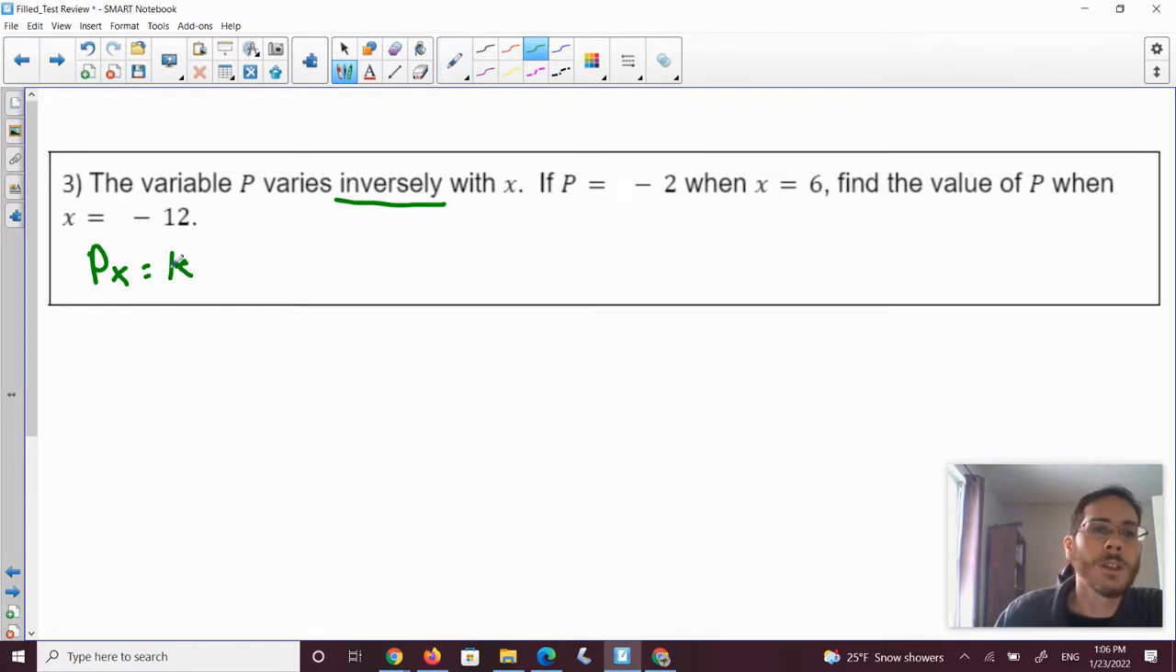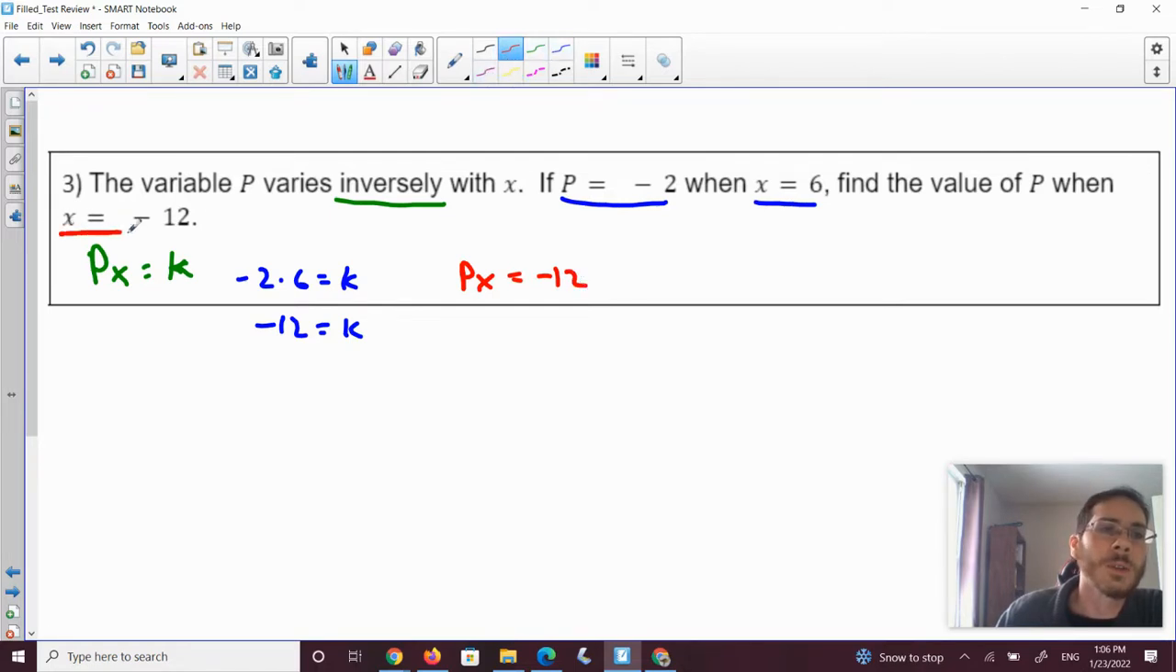All right, and just like before, our goal is we want to solve for what k is. So we know what p is, negative 2. We know what x is, 6. So negative 2 times 6 equals k, which means negative 12 equals k. So this gives us our equation, p times x equals negative 12. And now we want to sub in the second part, which is x now equals negative 12. So p times negative 12 equals negative 12.